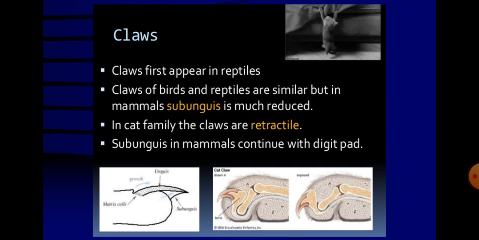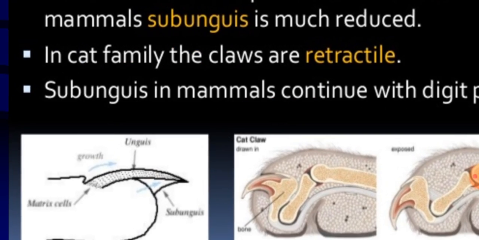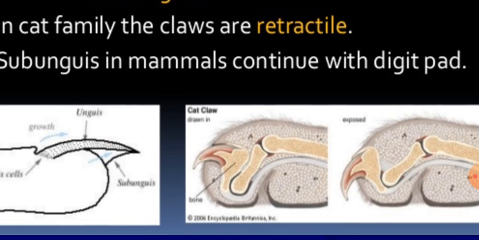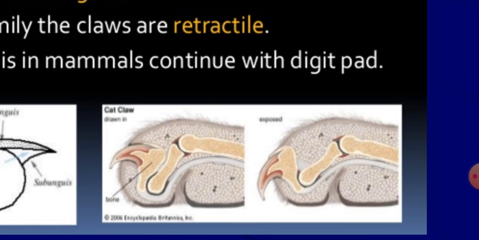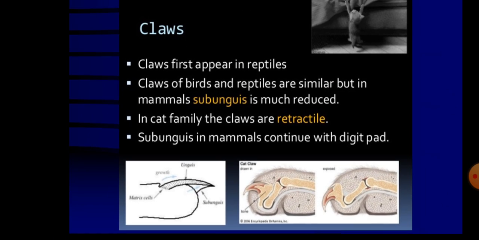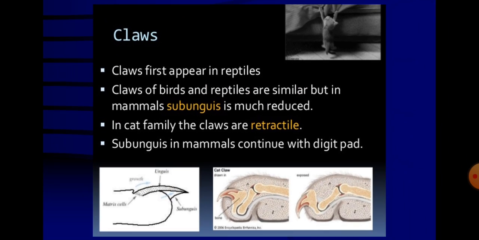In the cat family, the claws are retractile. That is, they can be taken out and they can be retracted inside. Here you can see the claw of the cat. This middle one is showing the retracted claw, and this is the exposed claw. On the other side, you can see the exposed claw. This exposed claw, when not in use or while walking, will retract. It will come inside. And this is the speciality of the cat families. Claws of tigers are also retractile.